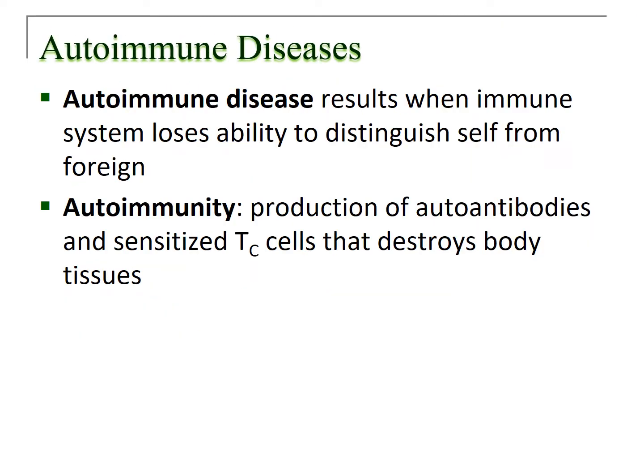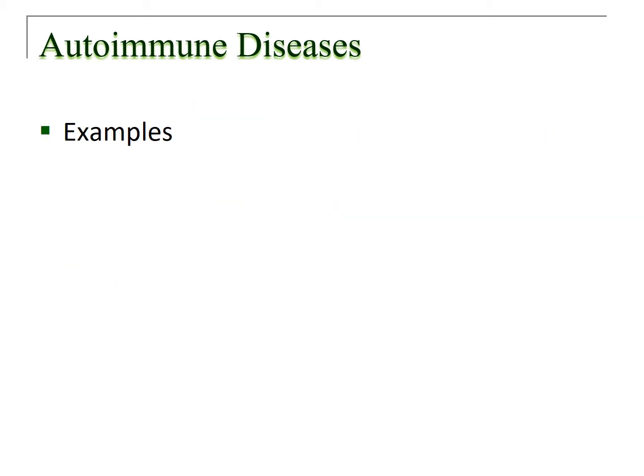An autoimmune disease is kind of the opposite of an immunodeficiency. So this is when the immune system is too active. And this happens when the immune system loses the ability to distinguish self from foreign. And so in autoimmunity, you have the production of autoantibodies, and these are antibodies against specific types of cells or tissues in the body, and sensitized cytotoxic T cells that target and destroy body tissues.